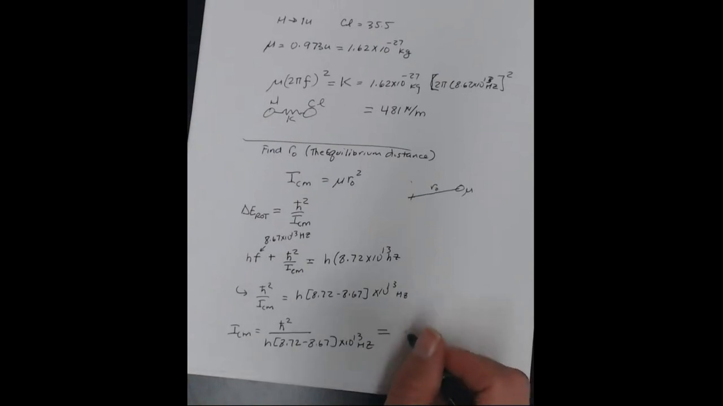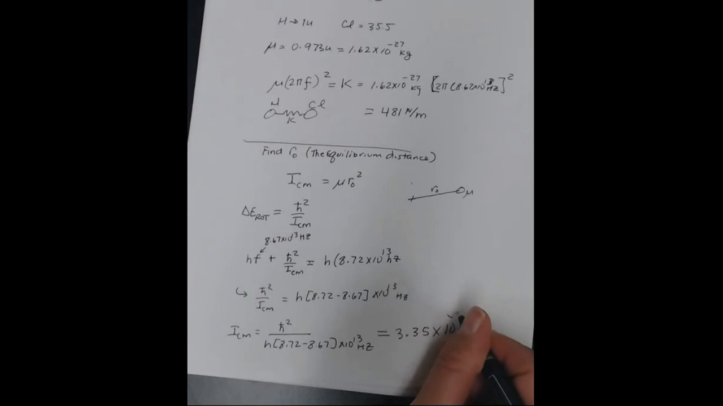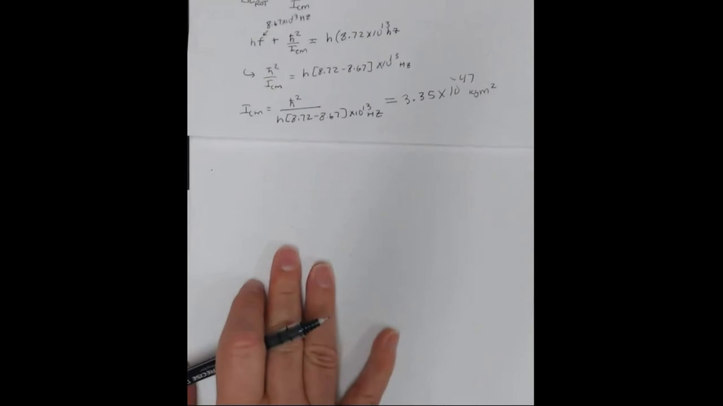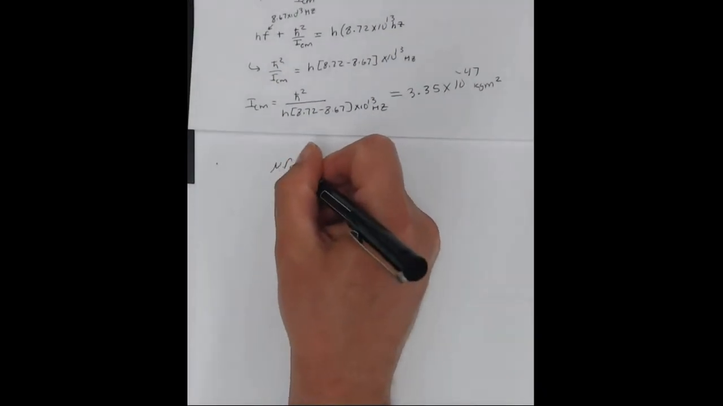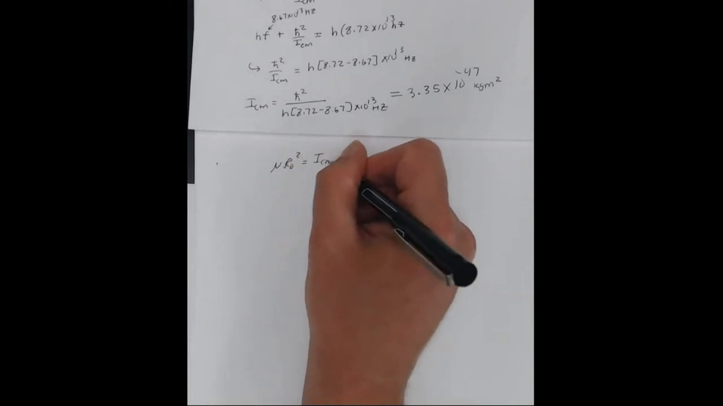equals, I'm sticking that in my calculator, I get, rounded to three significant figures, 3.35 times 10 to the negative 47. And that would be then kilograms meters squared. All right. Now using that, mu times r naught, our equilibrium distance, squared is equal to I center mass.